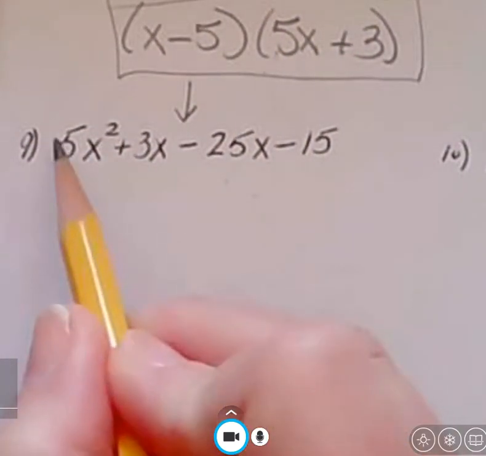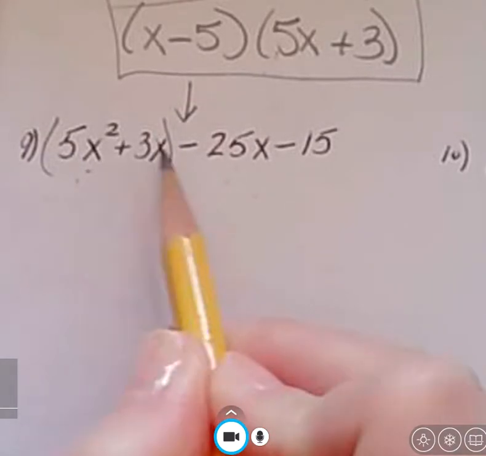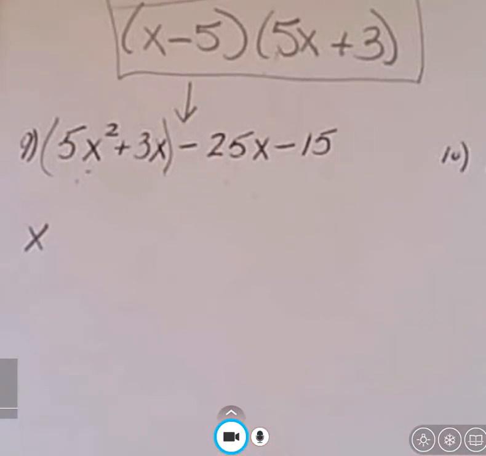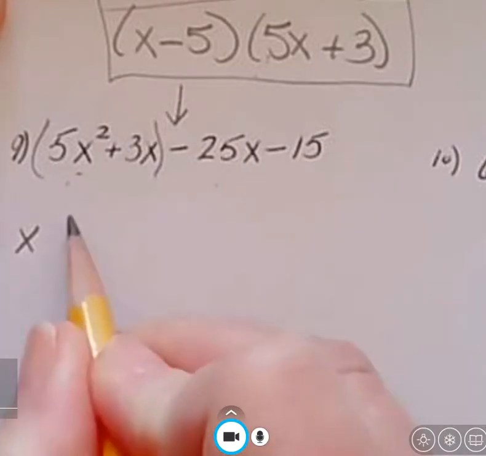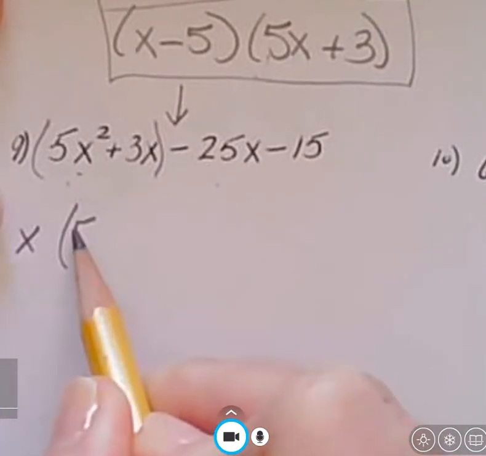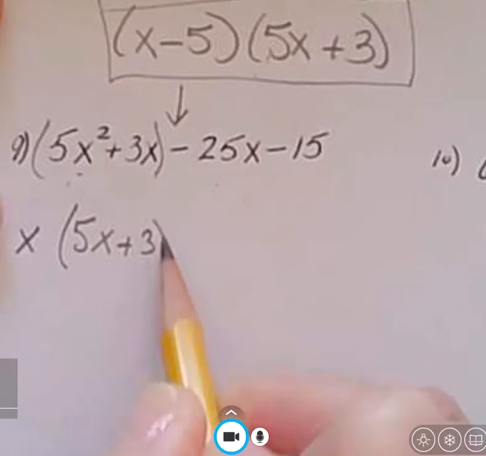So this is what I'm going to do. I'm going to group my first two, and when I do that, looks like I'm having an x that is common. I'm going to pull that out. Parentheses, 5x plus 3. And there it is. So feeling good so far.